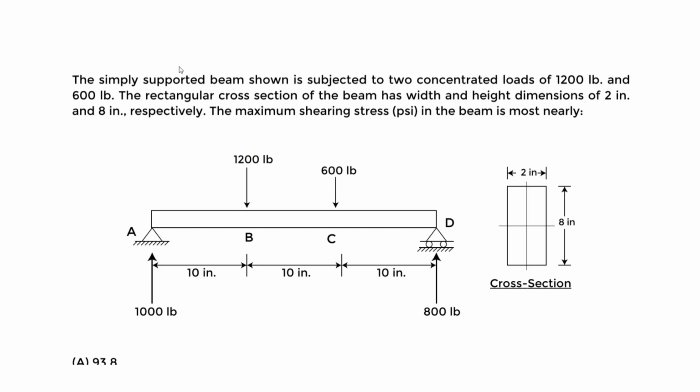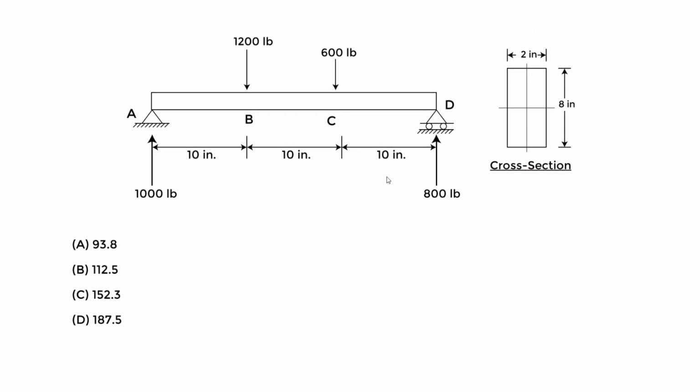These are the external loads, point loads, and we have a rectangular cross section for the beam, right? And it has that width dimension, which is like the base of a rectangle, of 2 inches if you look at it from this view, and the height here is going to be 8 inches for the cross section of the beam. So we want to find the maximum shear stress in the beam. Let's write that as what we want to find. We'll call it tau max, because we know we use tau for shear stress, and we want it in PSI, pounds per square inch.